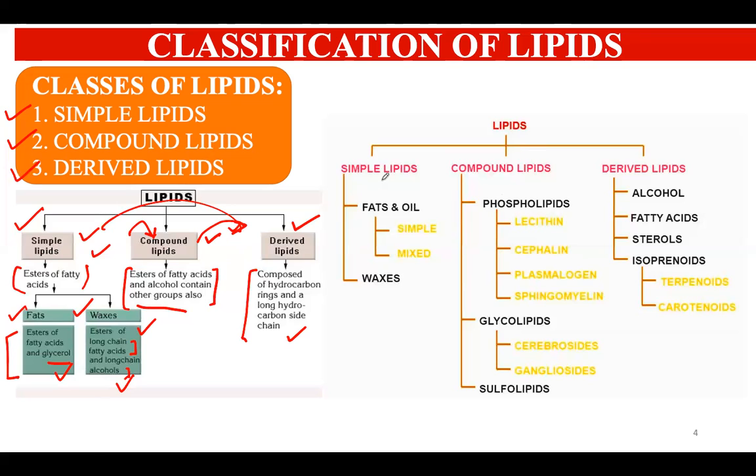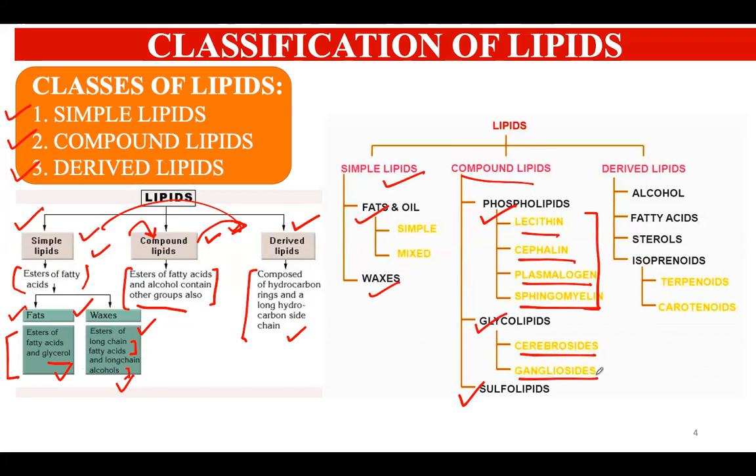Now, there are certain examples under simple lipids. We just saw that there are fats and oils and waxes. When we talk about the compound lipids, we have phospholipids as one of the important examples. We have glycolipids and we have sulfolipids. Under phospholipids, we have lecithin, cephalin, plasmalogen, and sphingomyelin. When we talk about glycolipids, we have cerebrosides and gangliosides. Talking about the derived lipids, these have one important component, that is sterols. So all the steroid hormones are derived lipids. We have isoprenoids as well, such as the terpenoids and carotenoids, which are the plant pigments.